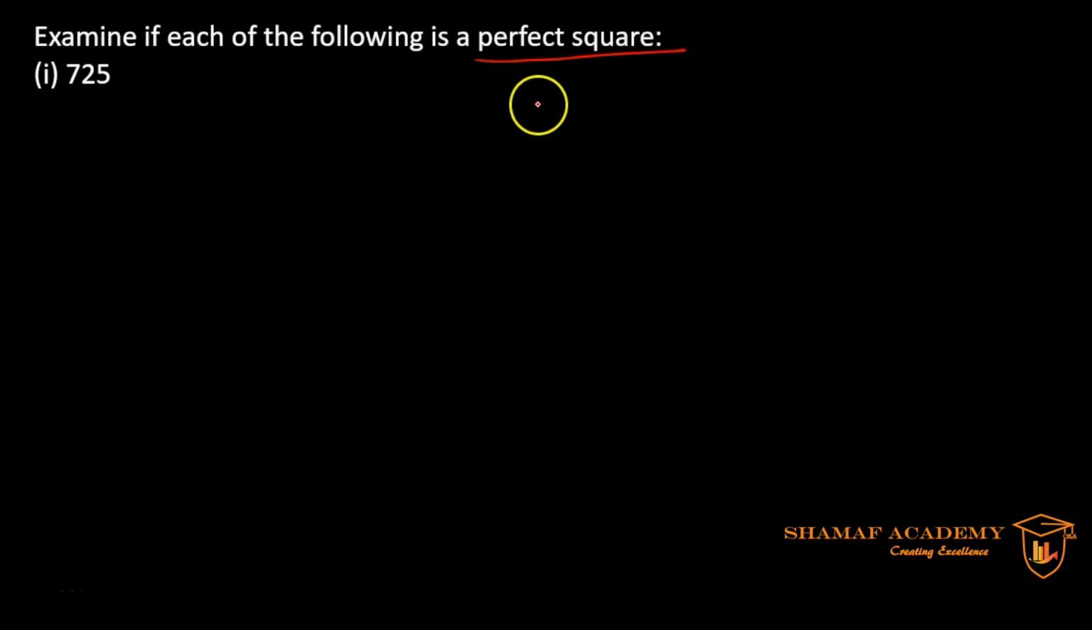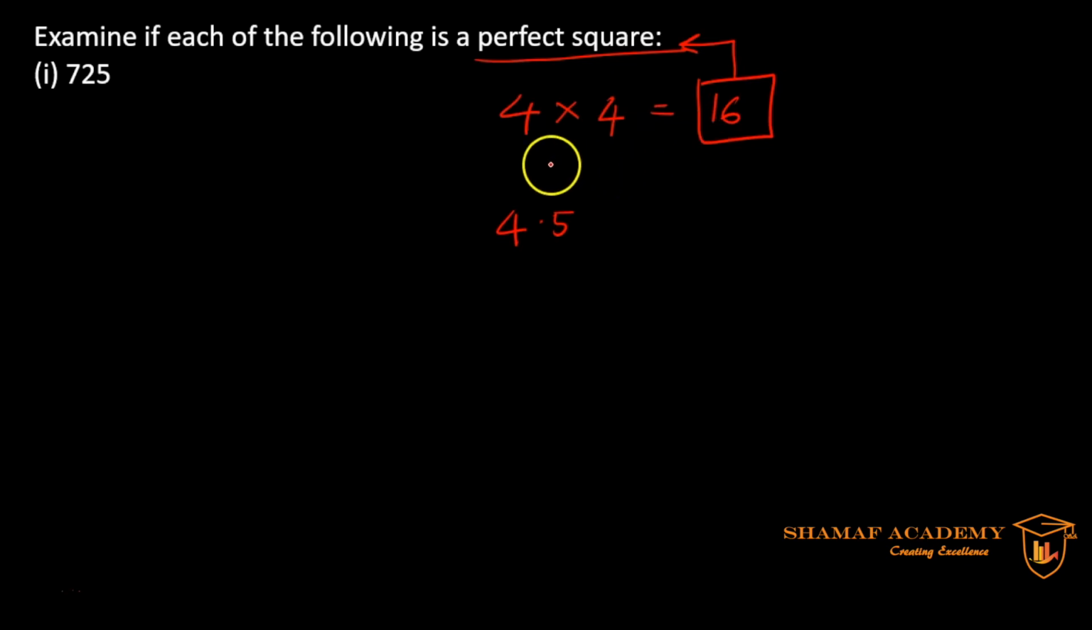For example, let's take a number like 4, and as you can see it's a whole number. Let's take another number, 4.5, which is a decimal number. When a whole number is multiplied by itself, 4 times 4, the answer is 16. So 16 is called a perfect square. Why is 16 a perfect square? Because it is a product of two same whole numbers.